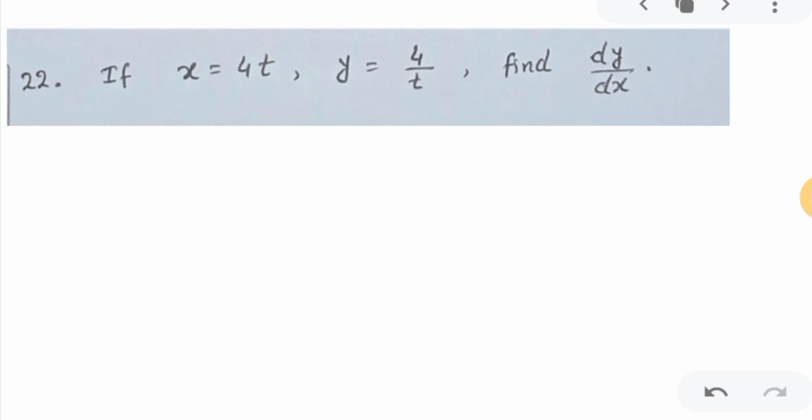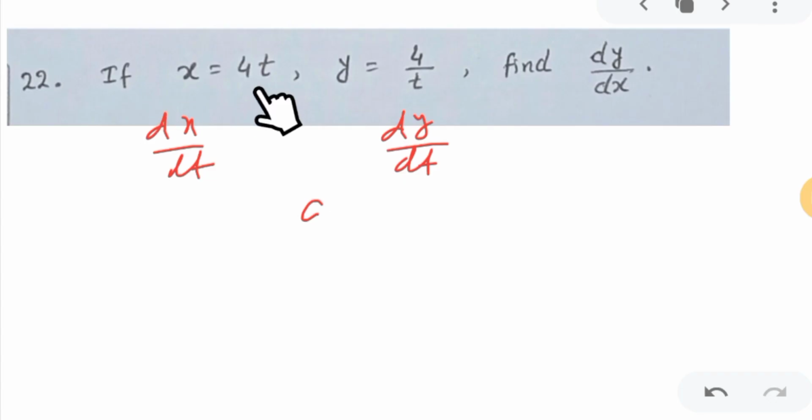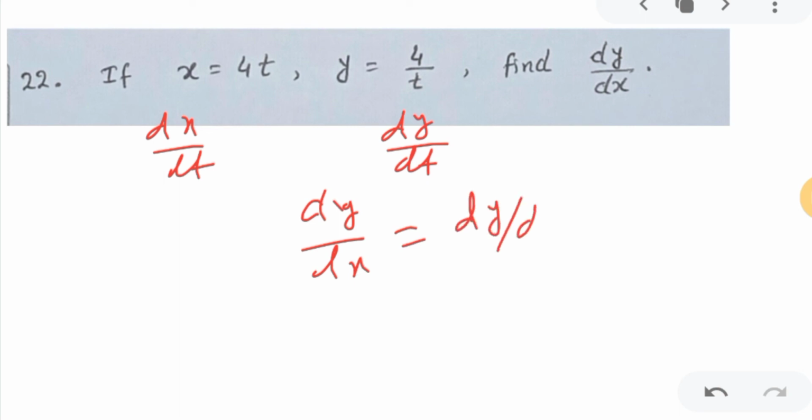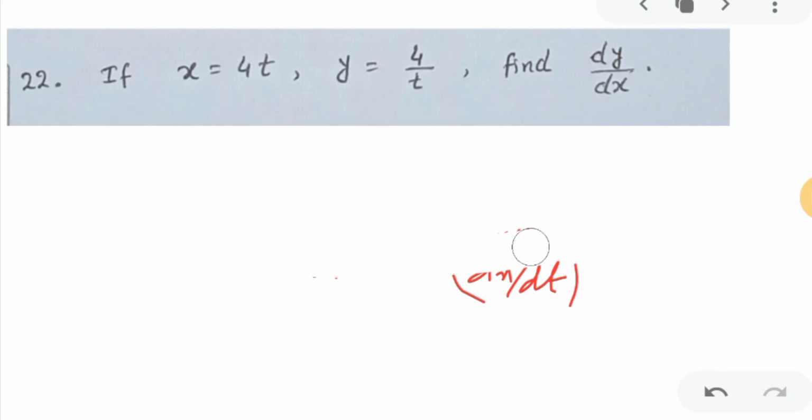So what I will do, I will first find dx upon dt, and then I will find dy upon dt, means the derivative with respect to t, and after that I will find dy upon dx. It means it will be dy upon dt divided by dx upon dt. I discussed this earlier also, correct. So this I will do, correct. Now I am starting the solution one by one.